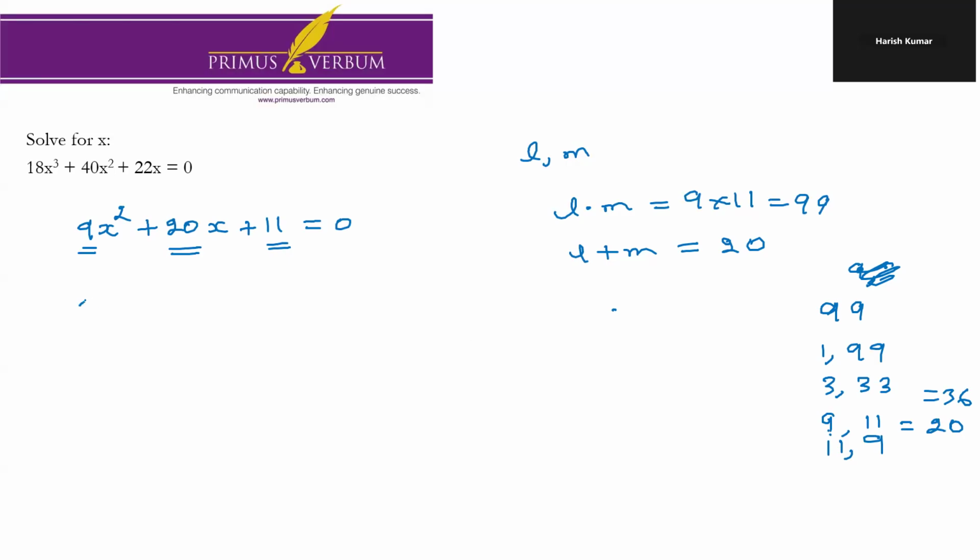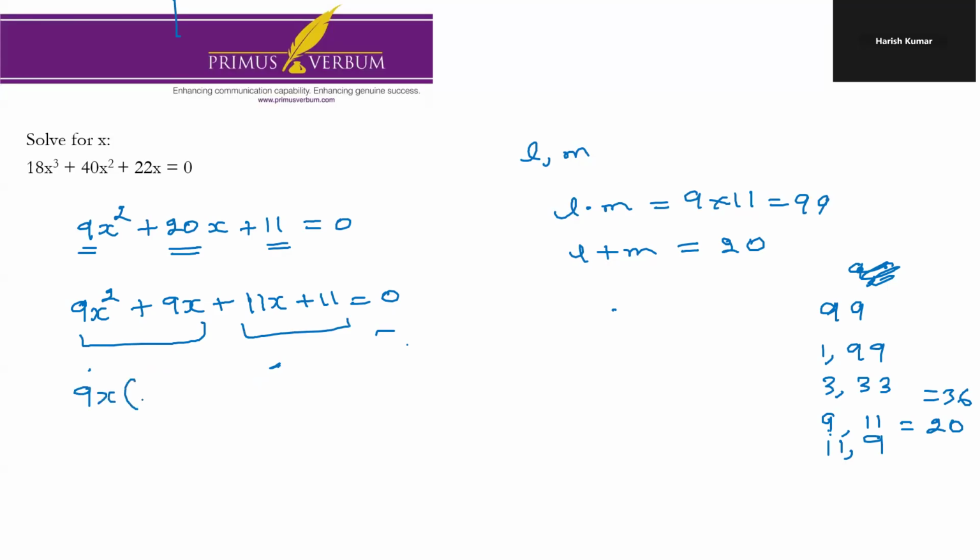So I can now rewrite the central term like this: 9x squared plus 9x plus 11x plus 11 is equal to 0. Now I can group these and pull out the common factors. I can pull out 9x from the first two terms, so that is x plus 1. Here also I'll have x plus 1, so I'll have plus 11. So that means 9x plus 11 into x plus 1 is equal to 0.